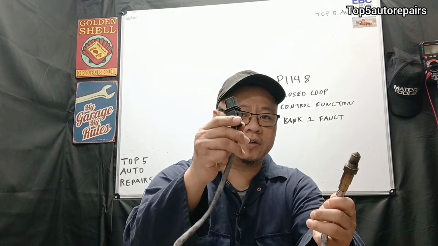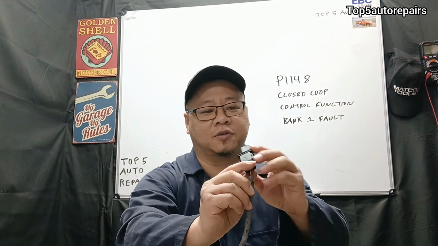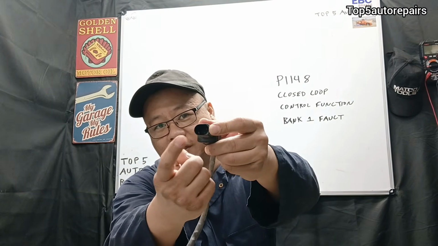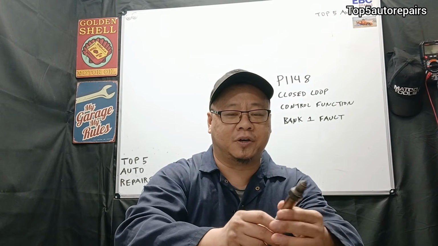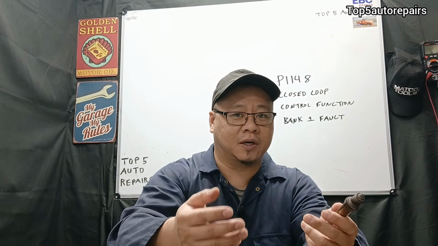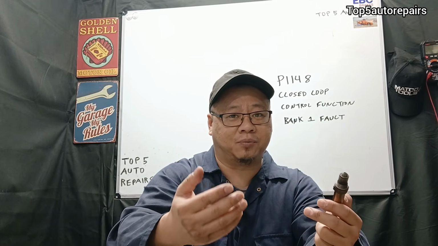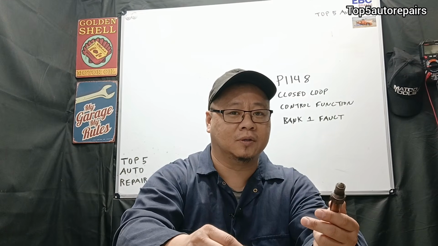Before replacing the oxygen sensor, I always make sure that there's no connection issue, and also make sure that the pins on the oxygen sensor are not corroded. Also, you need to make sure that there is no exhaust leak, because if there's an exhaust leak, the oxygen sensor again cannot function properly, and again you can get P1148 code.